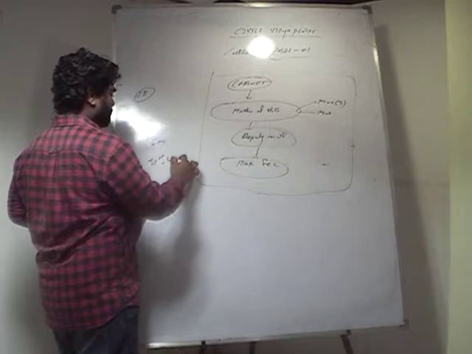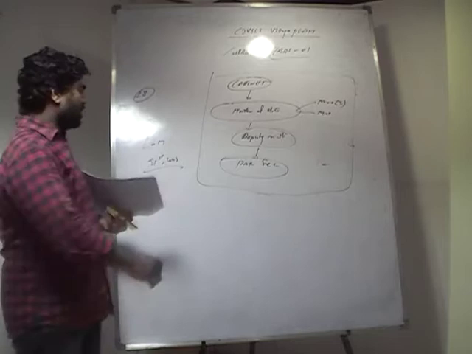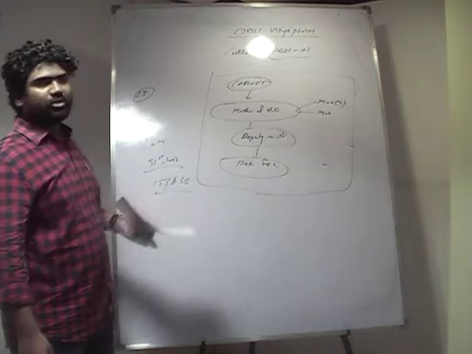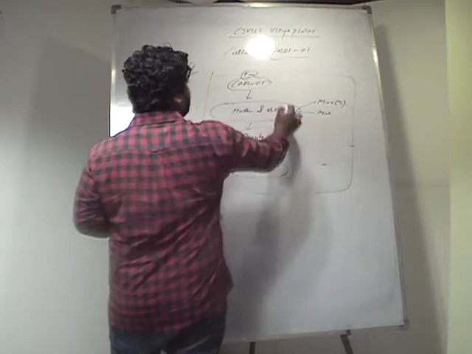The 91st Amendment 2003 restricted the strength of the Council of Ministers to not more than 15% of Lok Sabha. That led to the reduction of this. Now here the head of the cabinet is going to be the Prime Minister. So that's why he's called the head of the government. So let us look at the question.